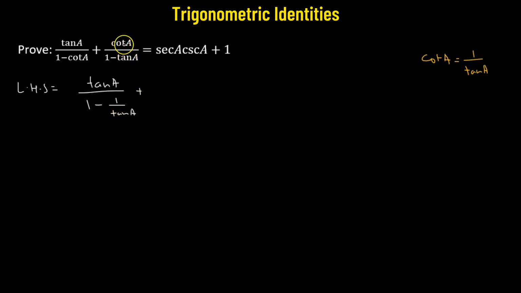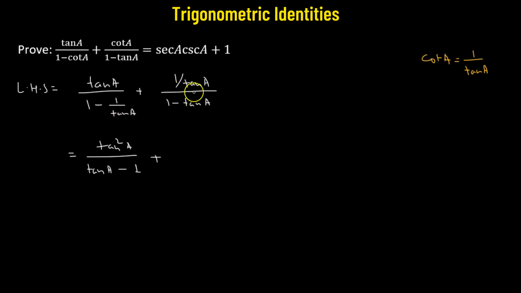Similarly, for the second term, we have cotangent of A in the numerator. So we can replace it with 1 over tangent of A, whole divided by 1 minus tangent of A. So this will now be equal to, for the first term, we're going to multiply both numerator and denominator by tangent of A. So tangent of A times tangent of A gives us tangent squared A. Then we have tangent of A multiplied by 1, so that's tangent of A, minus tangent of A times 1 over tangent of A, so that's simply 1.